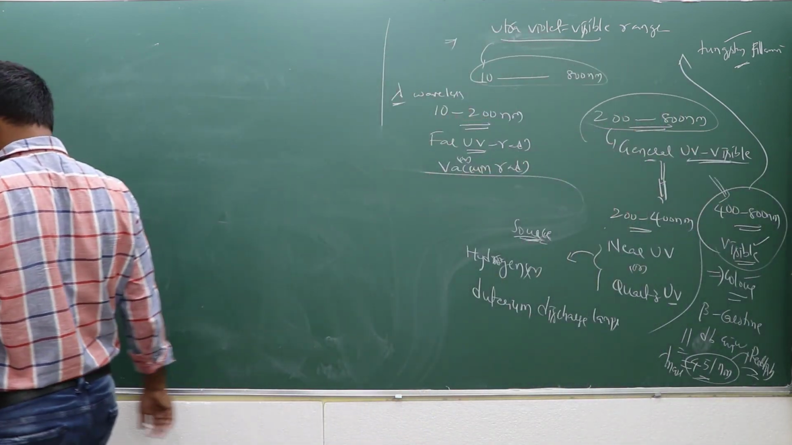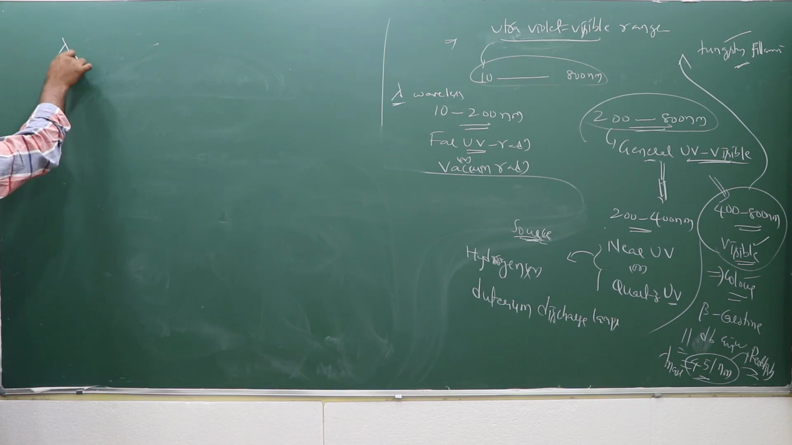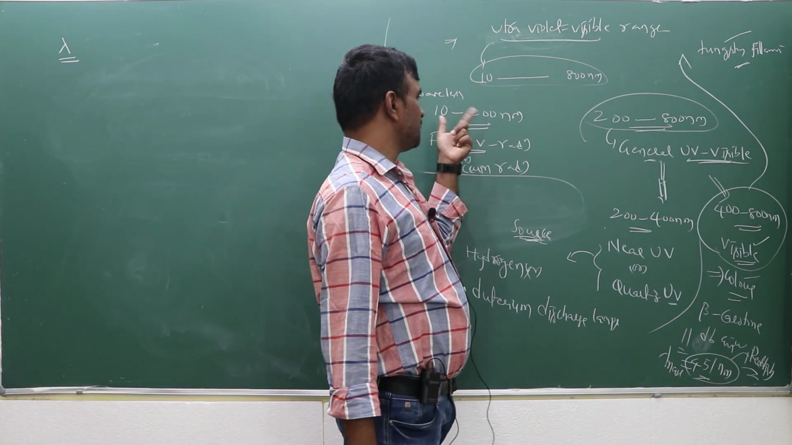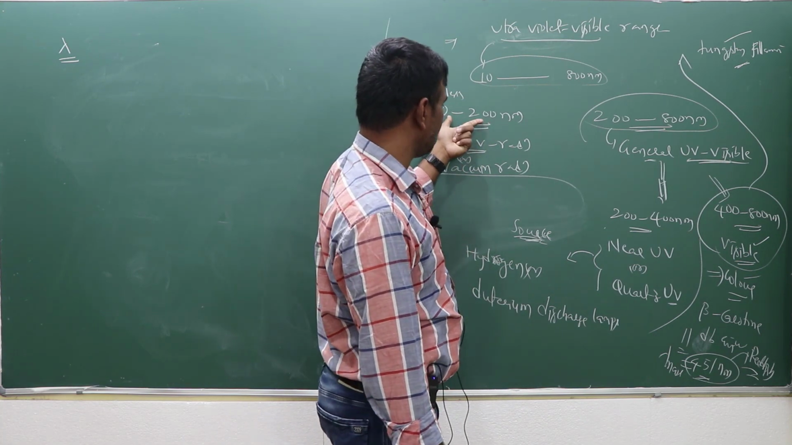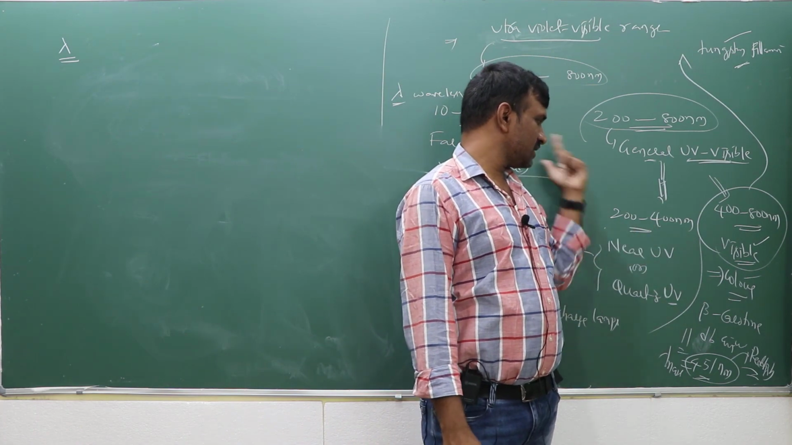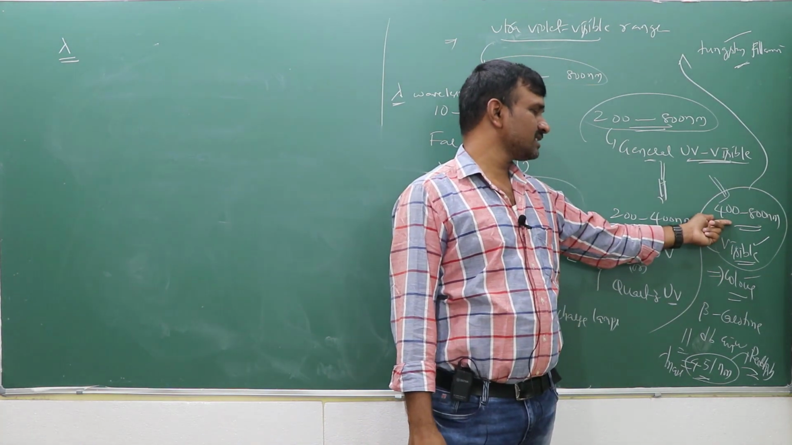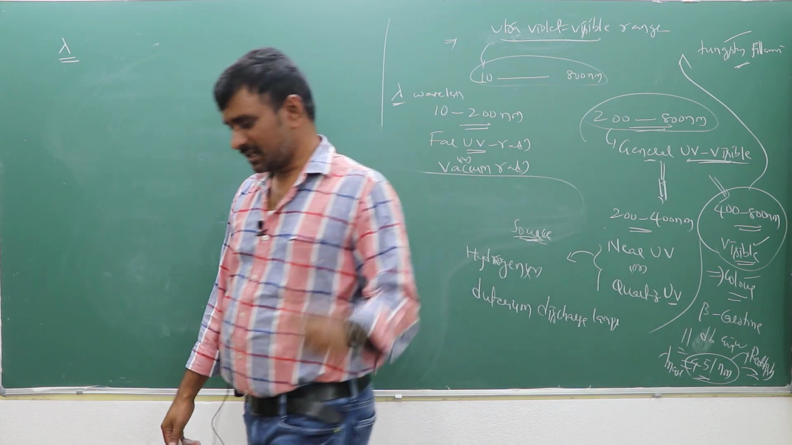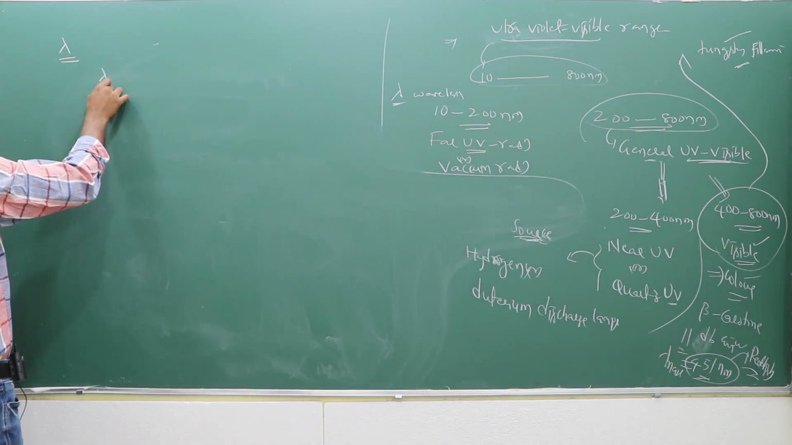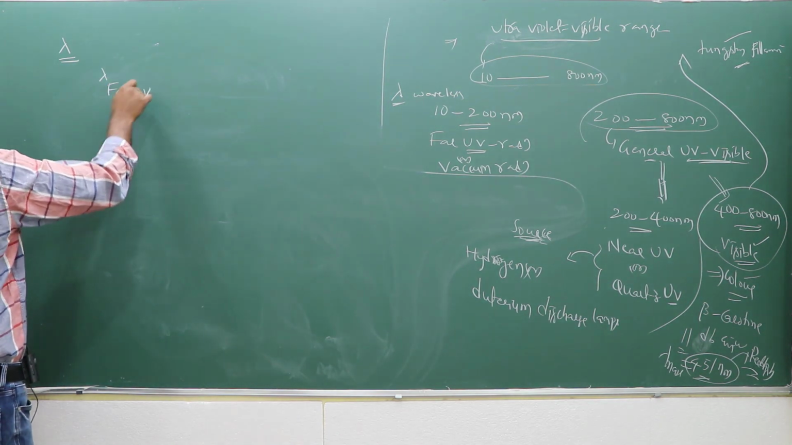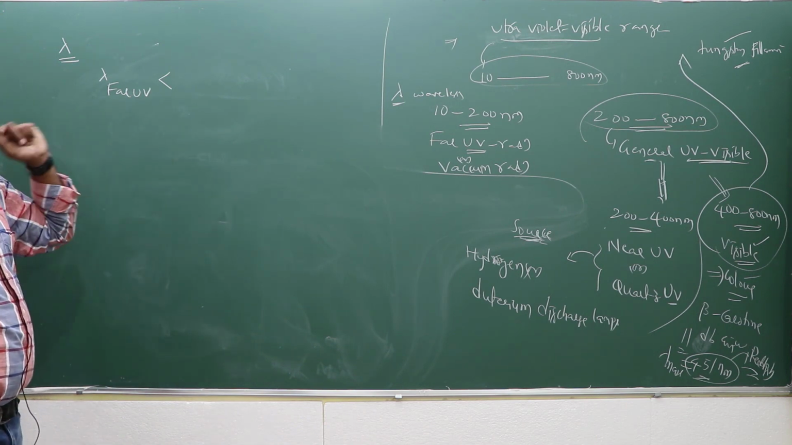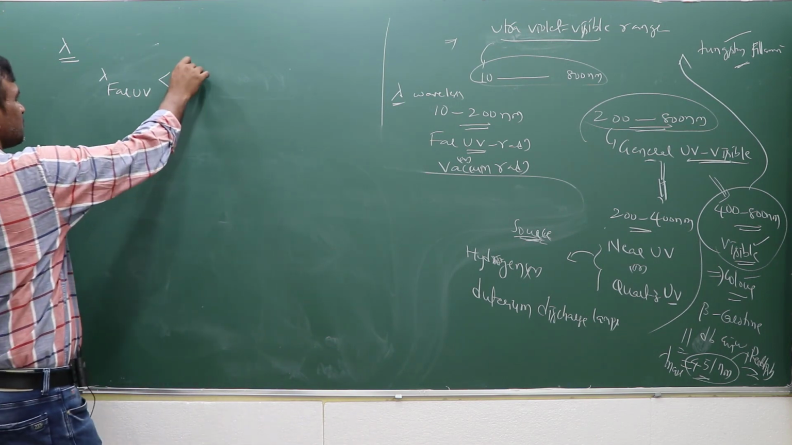Now considering this wavelength, lambda is the wavelength. Which one is having more wavelength? 10 to 200 is lower wavelength, 200 to 400 is more compared to that, and 400 to 800 is very high compared to that range. That means lambda of far UV radiation, 10 to 200, is less compared to which one?